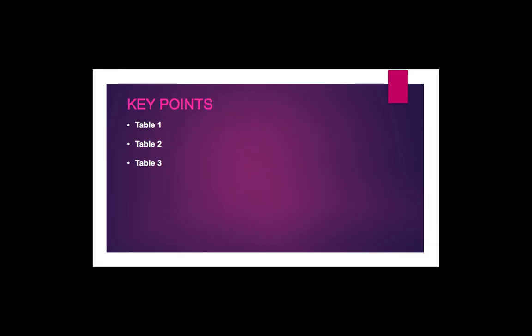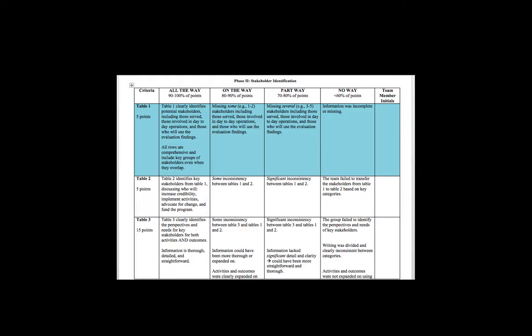Next, we are going to review key points included in Phase 2 of your evaluation proposal. The Phase 2 template is located on eCampus and includes 3 tables. Now we are looking at the Phase 2 Stakeholder Identification Rubric. You will see here shaded in blue we have Table 1 that is worth 5 points. In the all the way column, you need to clearly identify potential stakeholders, including those served, those involved in day-to-day operations, and those who will use the evaluation findings.